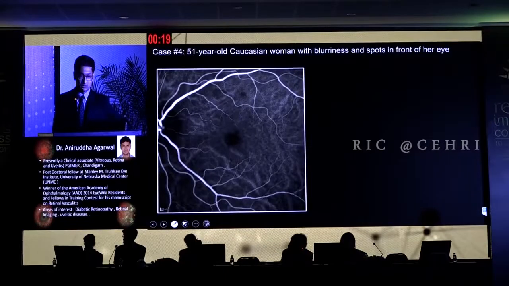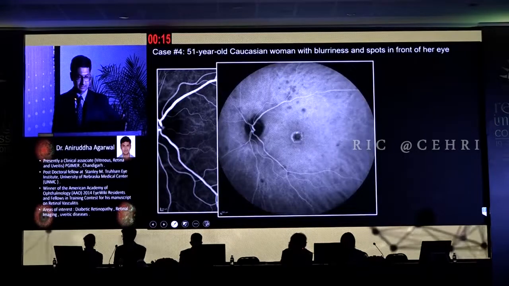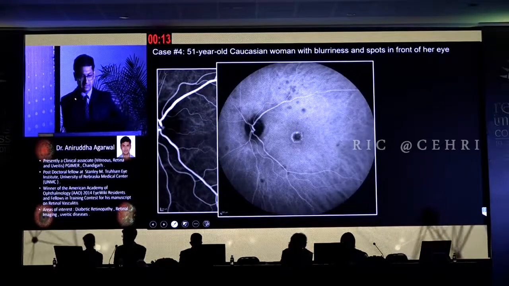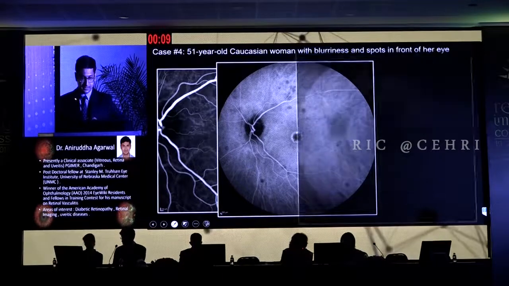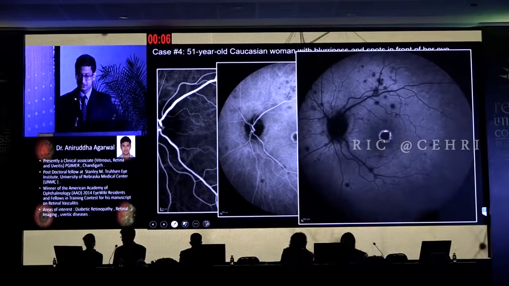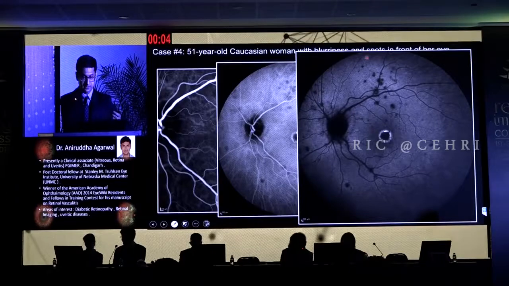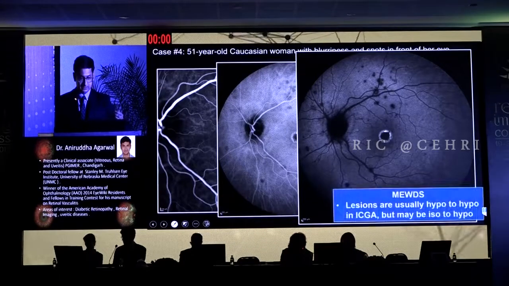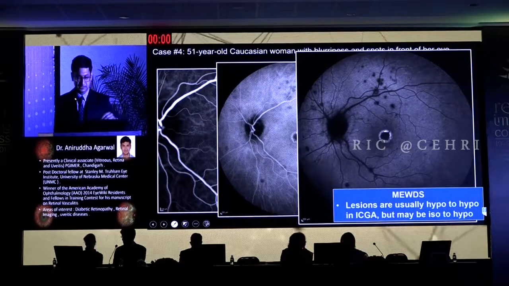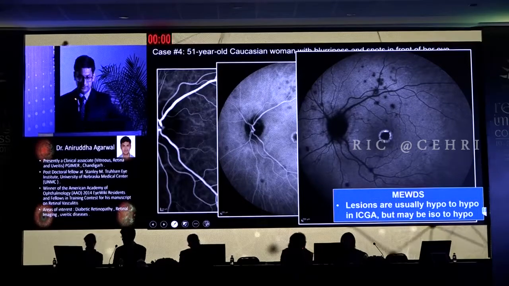A 51-year-old Caucasian woman with blurring and spots in her eye, and you can see this on the ICG, you have these hypo spots which are coming up near the superior arcade as well as inferiorly. And you see actually something which is more prominent on the autofluorescence. You have a lot of these spots, including in the nasal retina. So it's MUDES, and these lesions are very typical here, and they're usually hypo on ICG. But again, on ICG, some of these lesions may be iso to begin with.